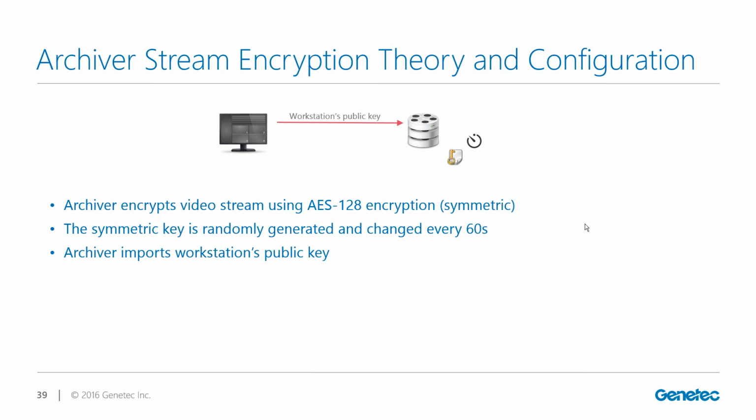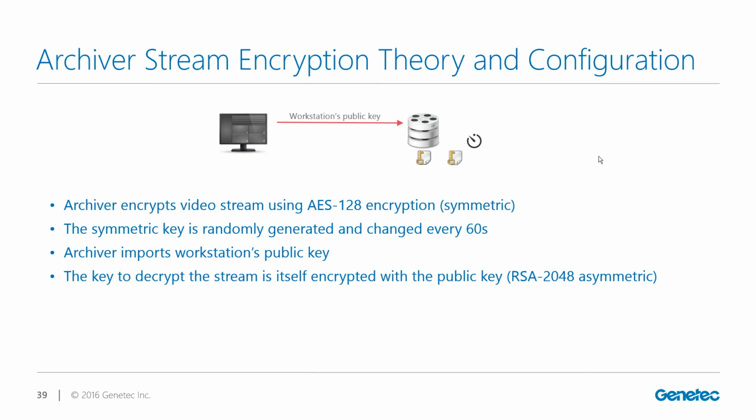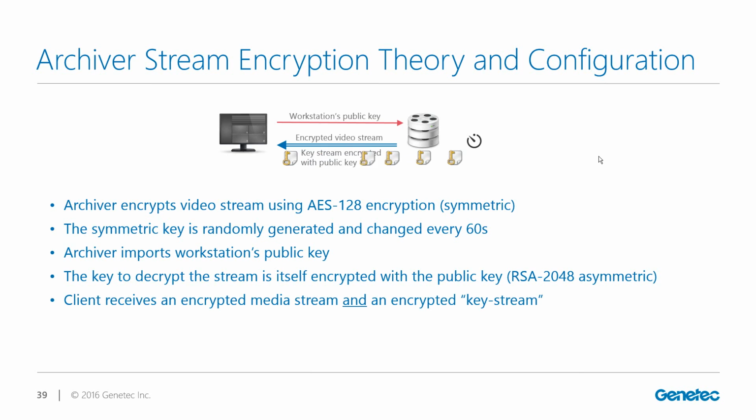And then of course the archiver needs the public key from the workstation, so it imports that. And then the key to decrypt the stream is itself encrypted with RSA 2048 asymmetric encryption. So basically we're using symmetric encryption on the video stream, and then we're encrypting that symmetric key using an asymmetric key to keep it doubly secure. Then the client gets sent both the encrypted video stream, our symmetric encrypted stream, and the key stream, our asymmetric encrypted stream of those keys that it needs to use to decrypt it.